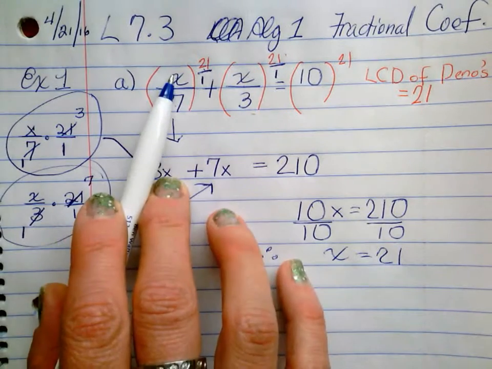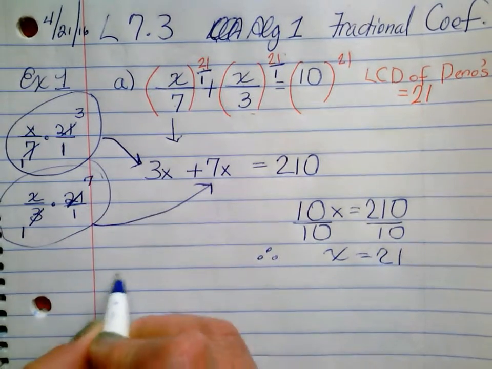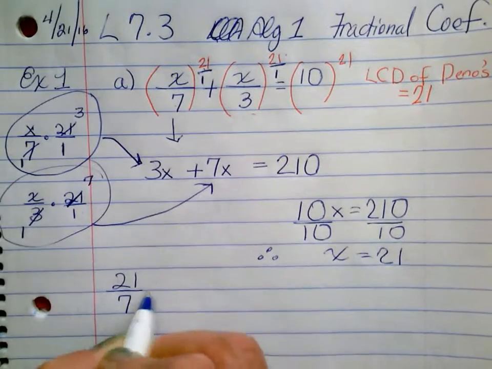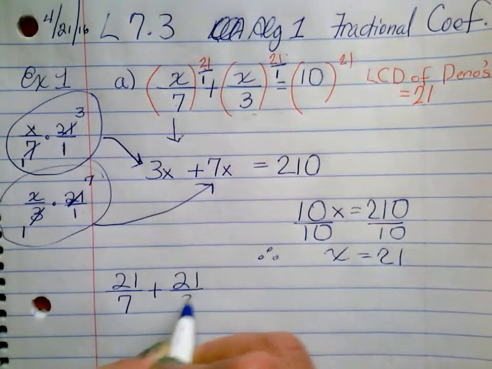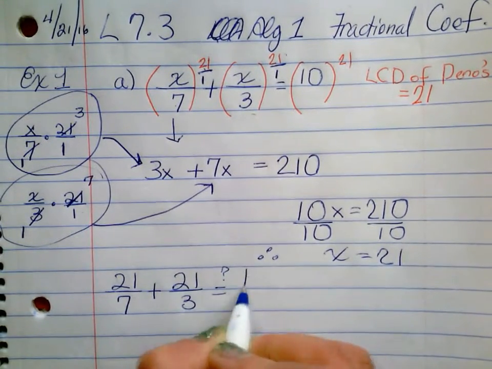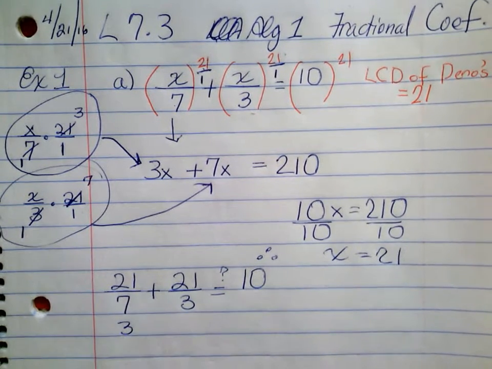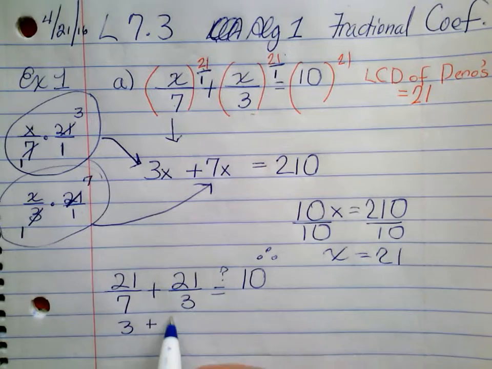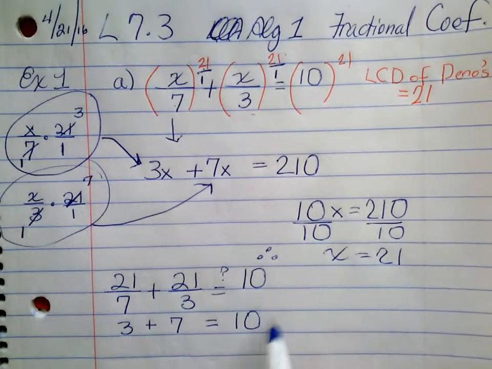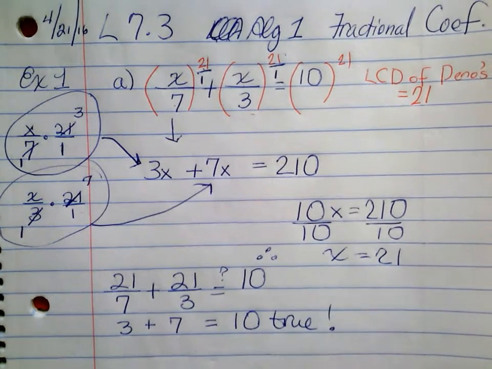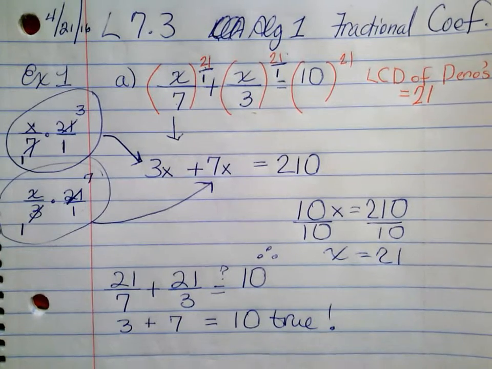Incidentally, you could test yourself by saying 21 divided by 7 added to 21 divided by 3. Is it 10? Well, let's check. 21 divided by 7 is 3. 21 divided by 3 is 7. Is it 10? Absolutely. Okay?